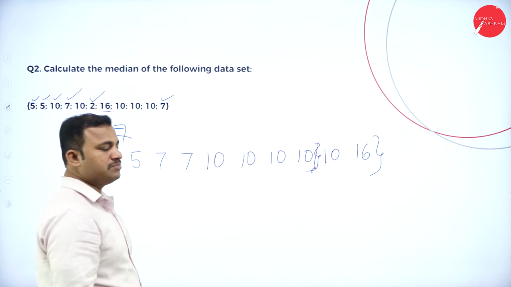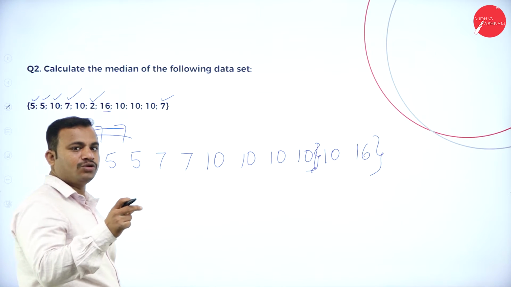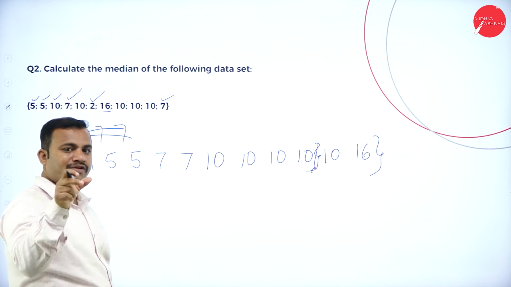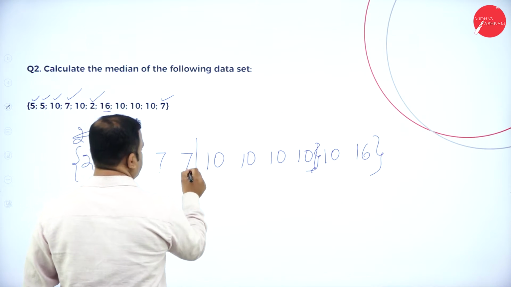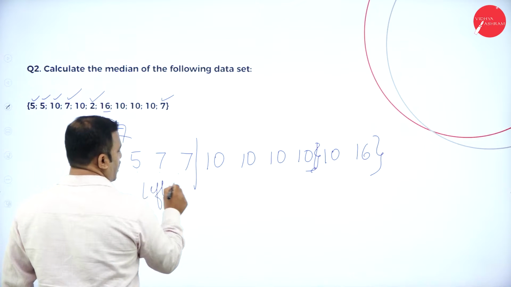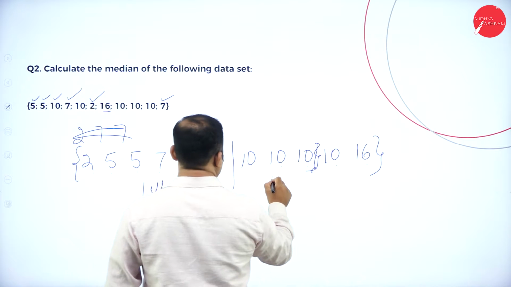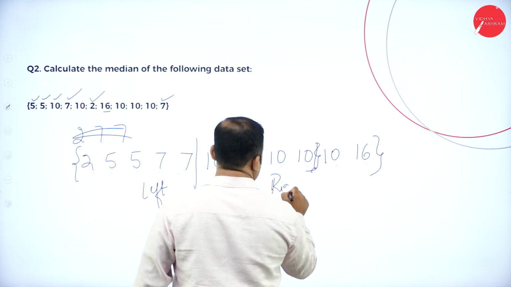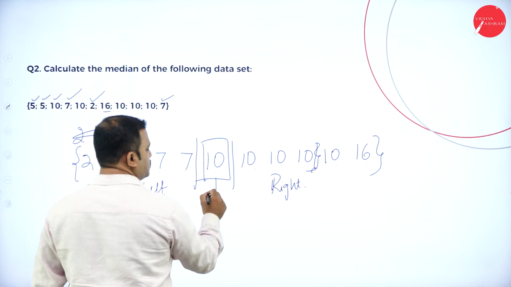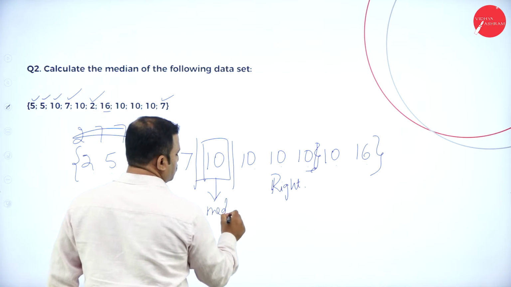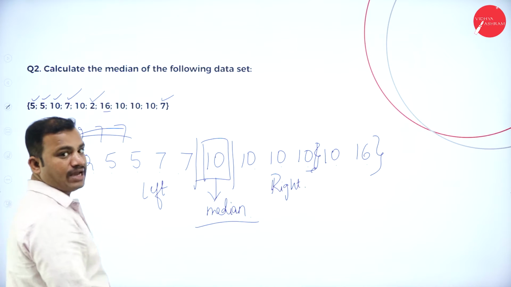Since we have 11 items, 5 items towards left and 5 items towards right will come to a total of 10 items. In the middle, we will be left with 1 item. 1, 2, 3, 4, 5 towards the left side and 1, 2, 3, 4, 5 towards the right side, and in the middle we will have this element. This is the median of the data items present in the list.